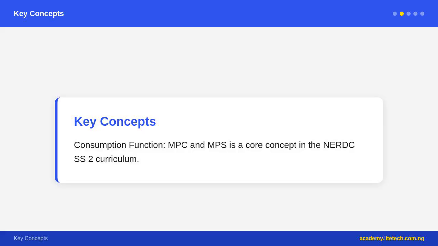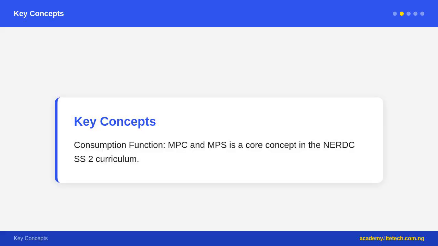There are two important consumption ratios. The marginal propensity to consume, MPC, measures the change in consumption per unit change in income. MPC equals change in C divided by change in Y. It is the slope of the consumption function. For the linear consumption function C equals A plus BY, MPC equals B, which is constant at all income levels.